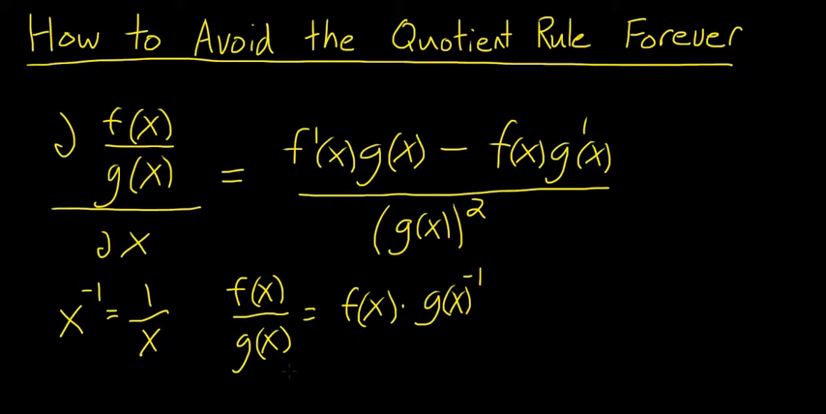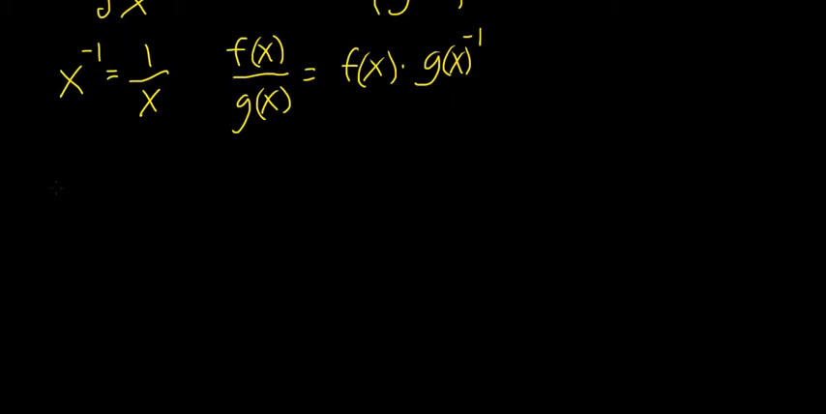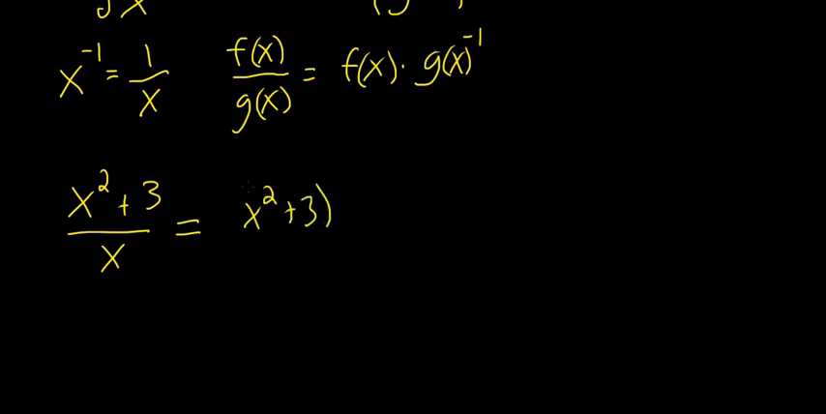To see how this works in practice, let's take an example problem. So if I have, let's say, x squared plus 3 over x, in calculus you would have learned to use the quotient rule. But we can also rewrite this as x squared plus 3 times x to the negative 1, and then use the product rule, which is a little bit simpler.